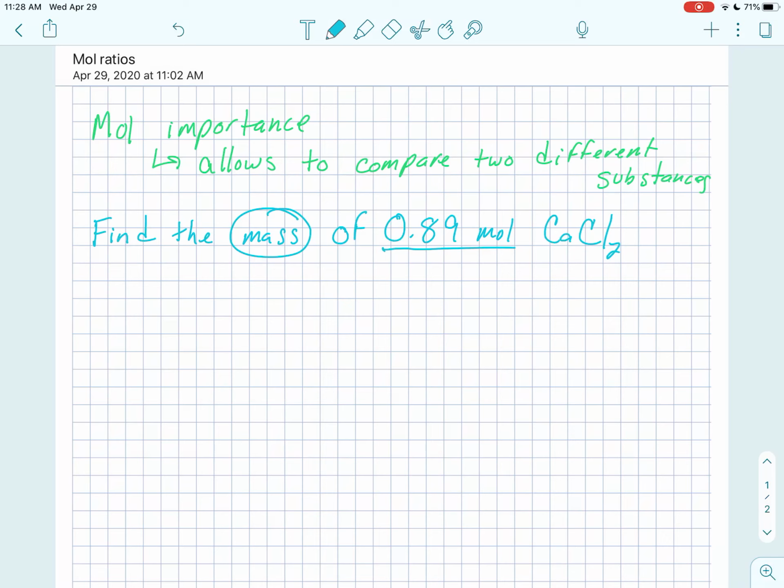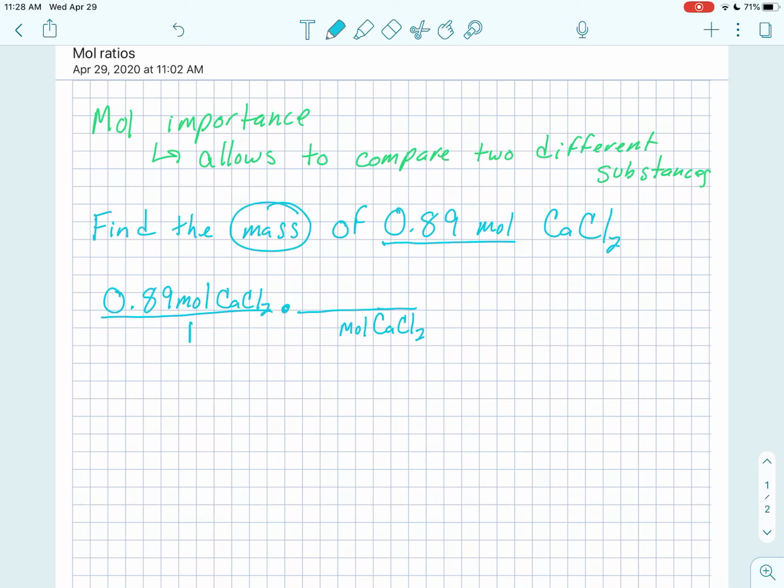Okay, so just like before, we're going to underline and circle to keep our focus. And so I have 0.89 moles of calcium chloride. Yes, you must write your substance over 1, because given always goes over 1. Well, great. How can I compare this? I know I don't want moles, so I need something that allows me to cancel out moles of calcium chloride. I wonder what I can use.